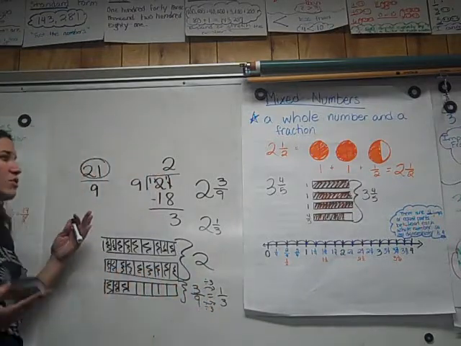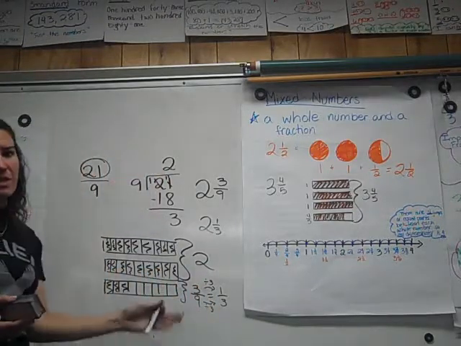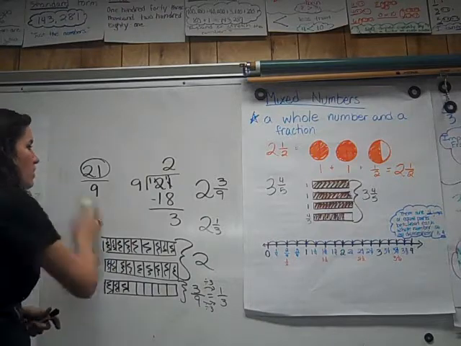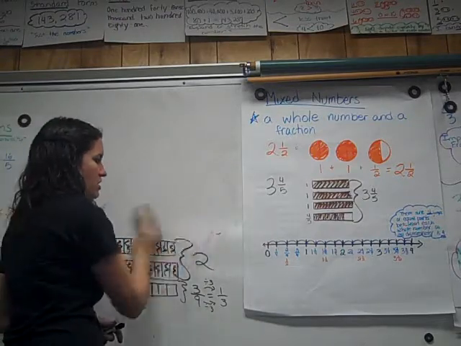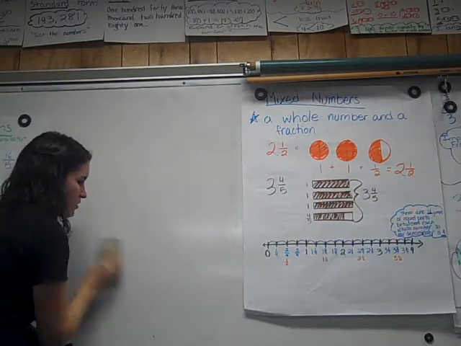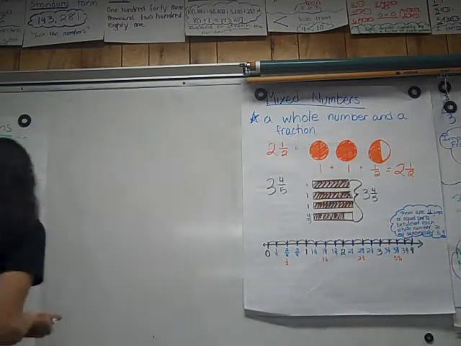So if we can turn improper fractions into mixed numbers with the division rule, then we're going to turn mixed numbers into improper fractions with the multiplication rule. And I will show you how that works right now.